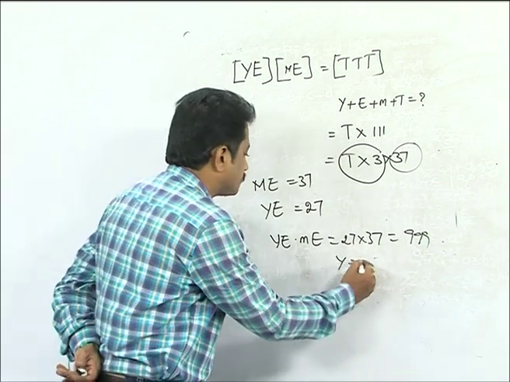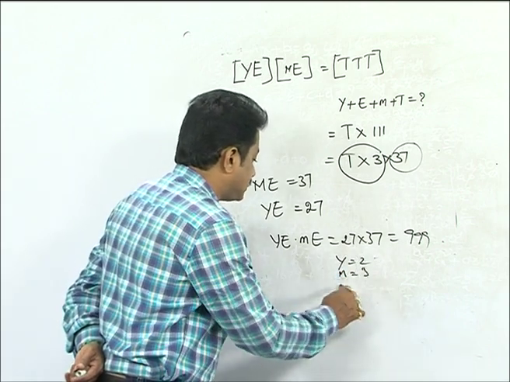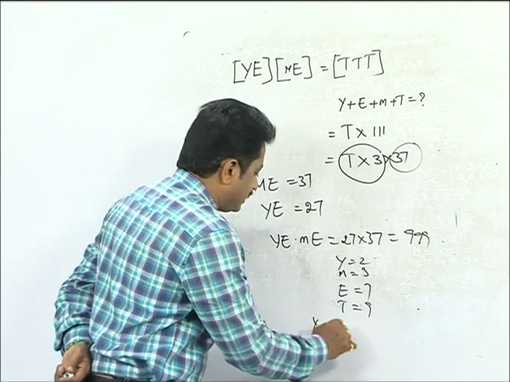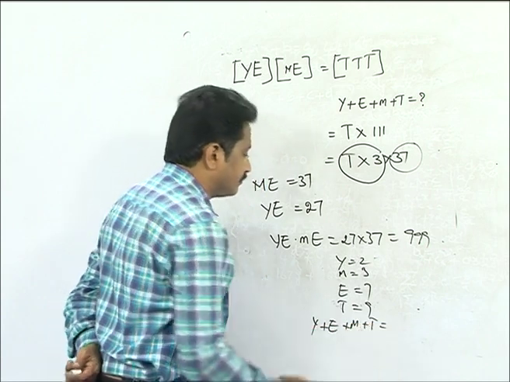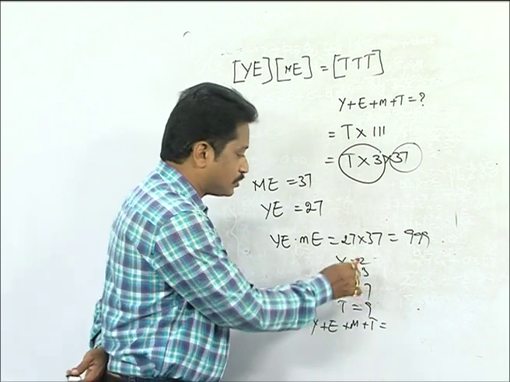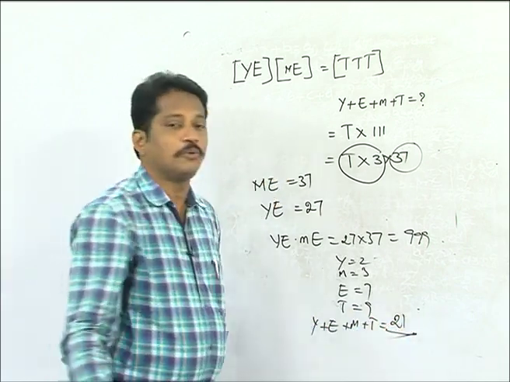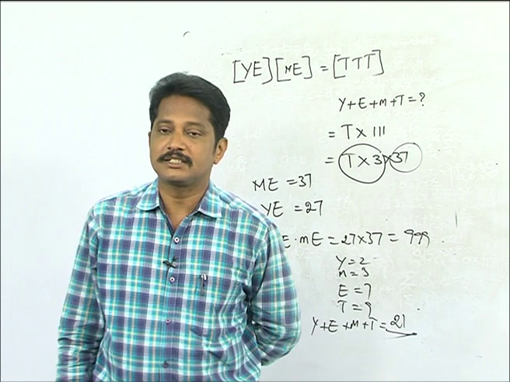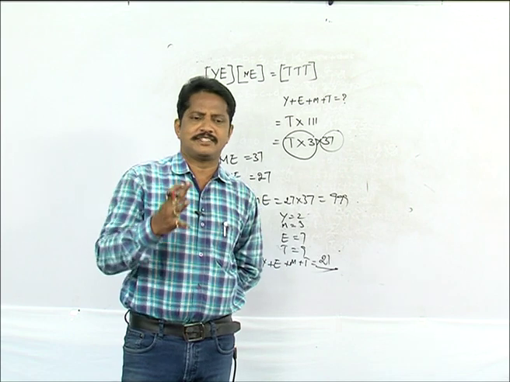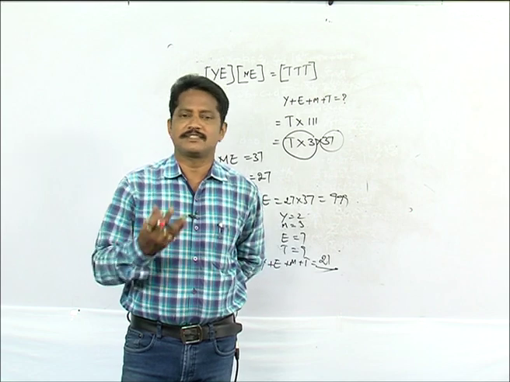So, Y will be 2, M will be 3, E will be 7 and T will be 9. So, what is required? Y plus E plus M plus T, which is nothing but 2 plus 3 is 5, 5 plus 7 is 12, 12 plus 9 is 21. That is most important. Is it clear? So, that is an important concept. See the beauty. So, a lot of reasoning. If you have good logical reasoning, then only you are able to say the answer, otherwise it is difficult.